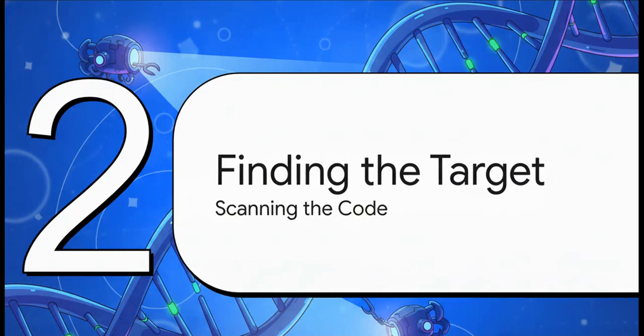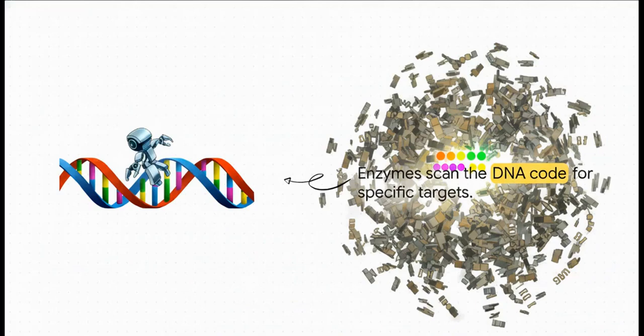Which brings us to Section 2, finding the target sequence. So, a single strand of DNA is incredibly vast, right? It's massively long. To find their specific cutting site, restriction enzymes have to literally physically scan this DNA code. They just glide along the molecule, hunting for a very specific set of nucleotides. And usually the target sequence they're looking for is surprisingly short, only about 4 to 8 base pairs long. It truly is like finding a microscopic needle in a massive genetic haystack.